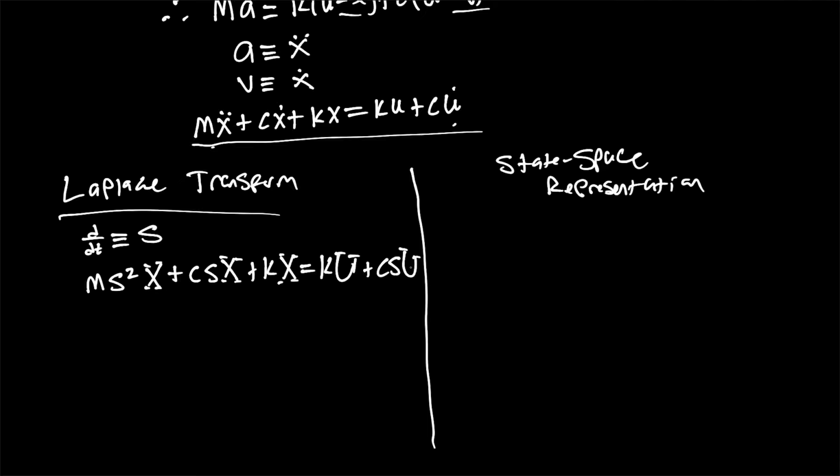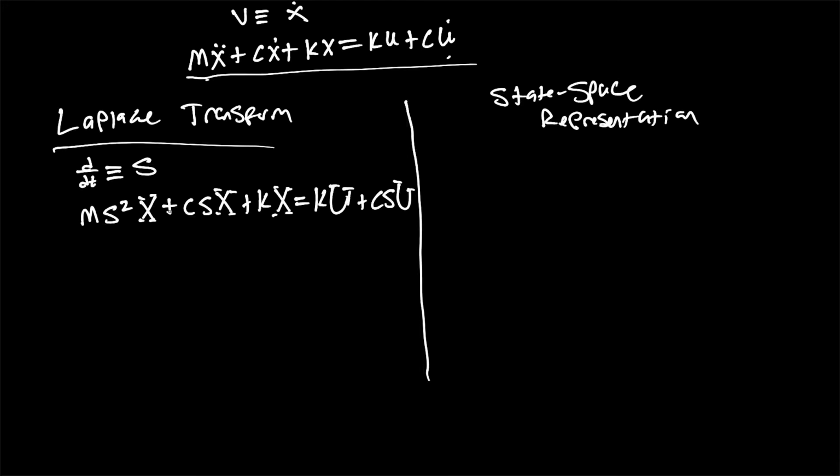The beauty of the Laplace transform is it allows us to basically separate each of these variables from this derivative. So this capital X, we can collect like terms now, similar with the capital U, and we end up with capital X times (ms squared plus cs plus k) equals capital U times (k plus cs).